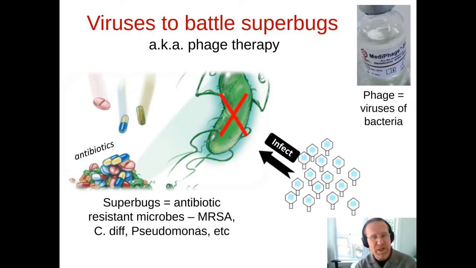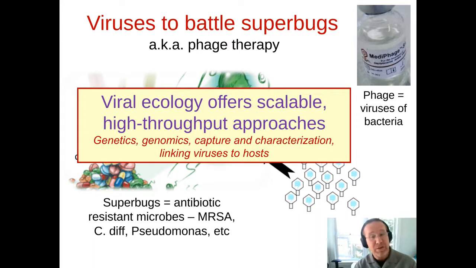Where does viral ecology come in? Well, because of the complexity of natural systems, we're always looking for scalable, high throughput approaches. And we've got lots established in genetics, genomics, capture and characterization methods like viral tagging that I mentioned earlier, and linking viruses to hosts. So viral ecology can really, I would say, change the speed at which we can enable and empower phage therapy.